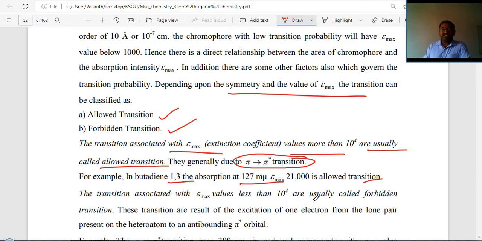The transitions with epsilon maximum values less than 10 to the power of 4 are called what? Forbidden transitions. Allowed transition means the transition associated with an extinction coefficient value more than 10 to the power of 4. Less than 10 to the power of 4, that is called what? Forbidden transition.